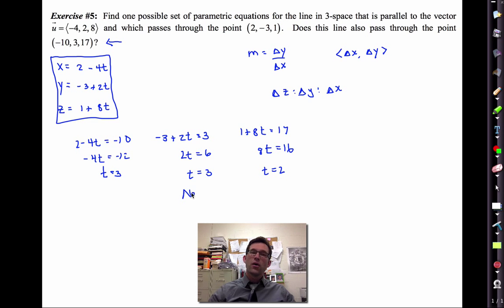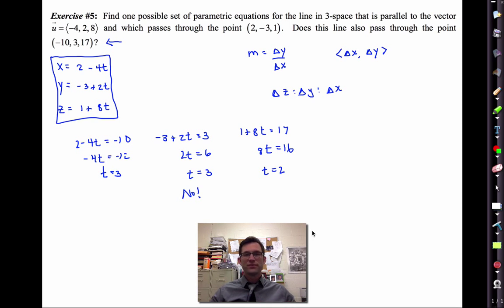So the answer is no, right? It doesn't lie on that line. If it lies on that line, there has to be a value of t that gives me that point. And 3 would give me the first 2, but only 2 would give me the third one.